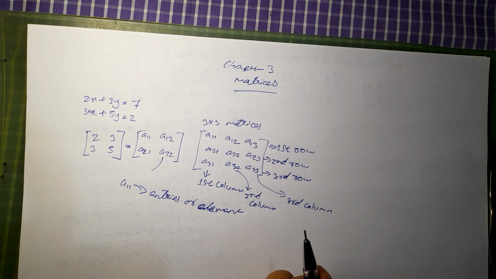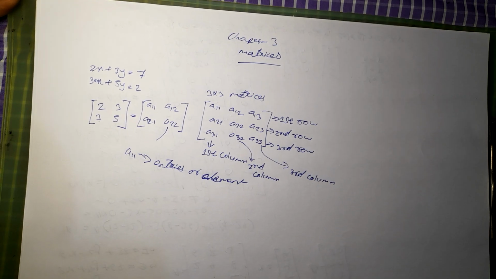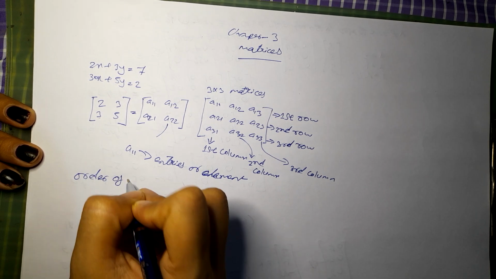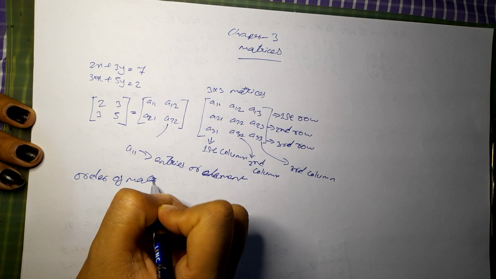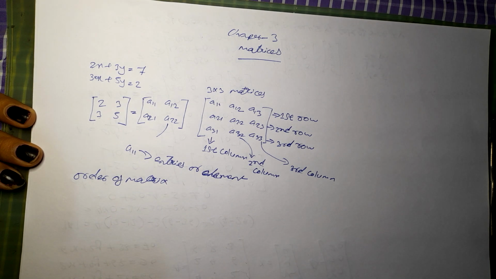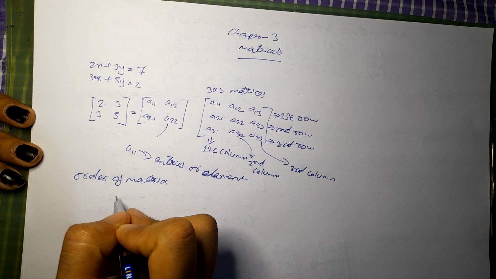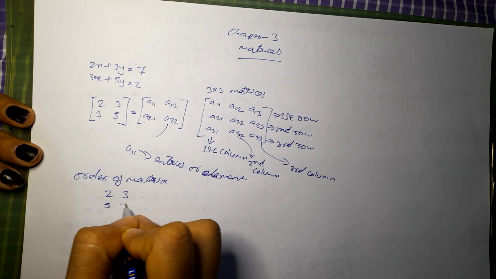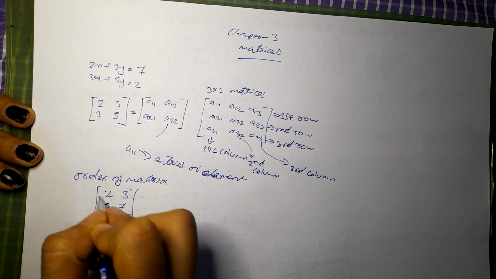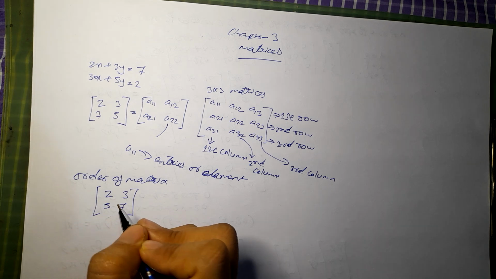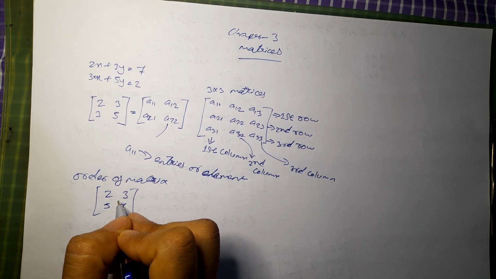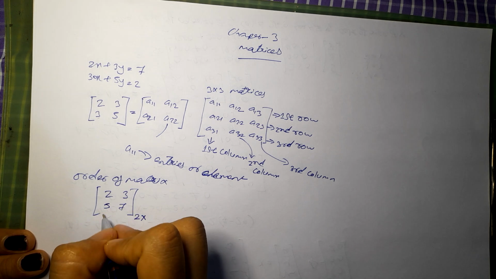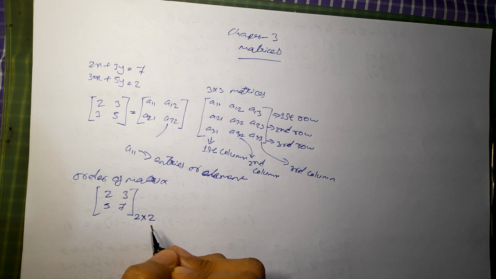Now we'll learn about the order of the matrix. So what is the order of the matrix? The order of a matrix is nothing but the number of rows and the number of columns. If I have the matrix 2 3, 5 7, how many rows do I have? Always the rows are written first, followed by the columns. There are 2 rows, first row, second row, so 2, cross, how many columns? 1, 2, so 2. So this is the order of the matrix.